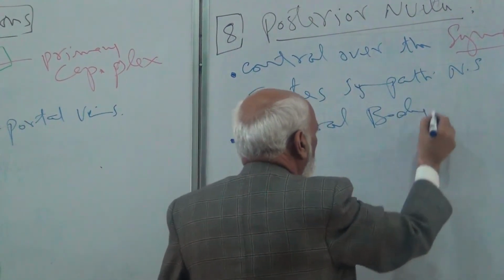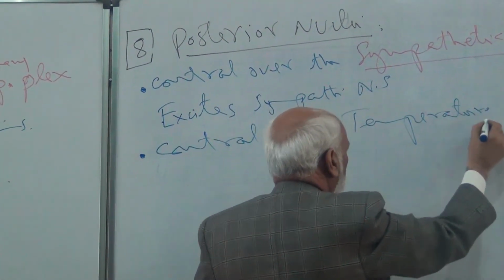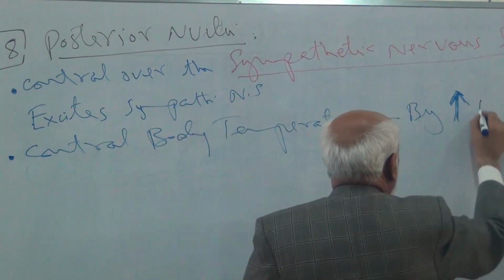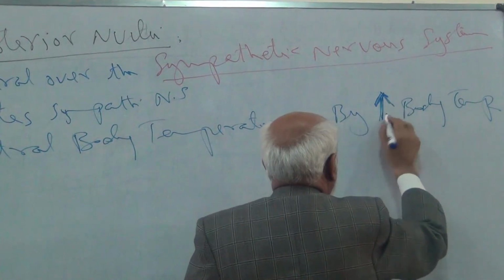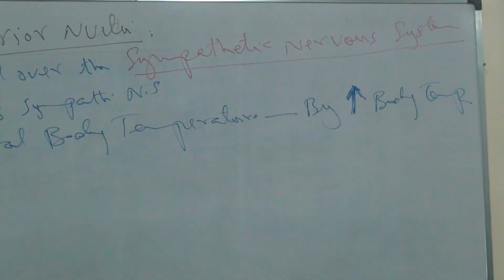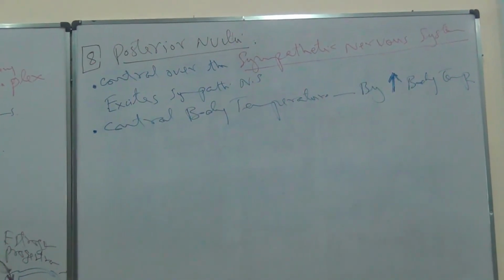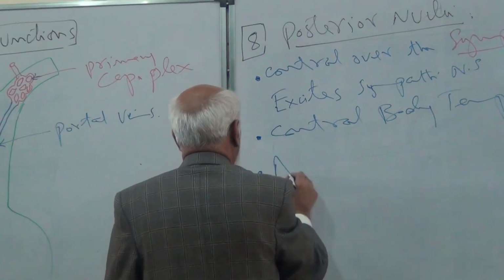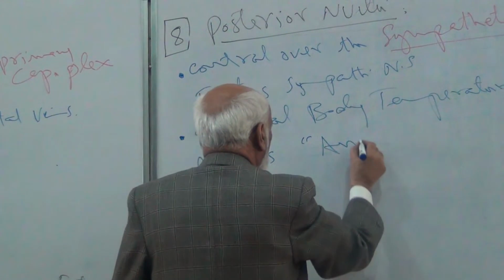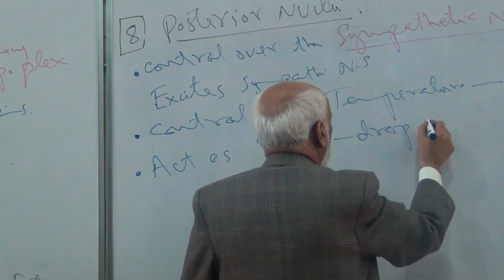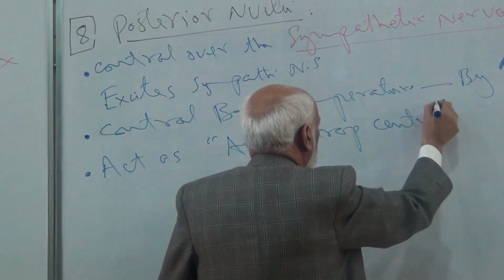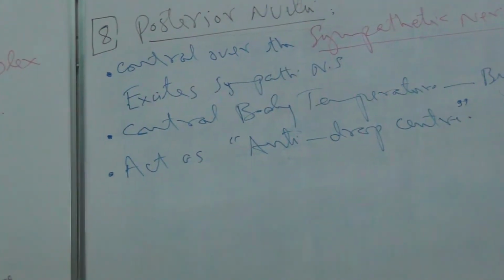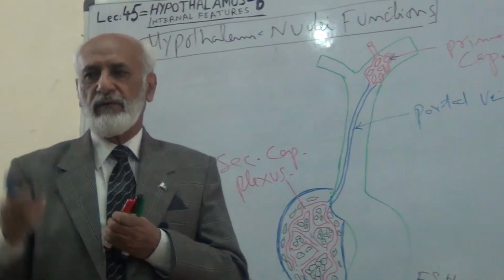It controls body temperature by causing an increase in body temperature. It enhances body temperature. Therefore, it acts as an anti-drop center. That is, it works against lowered body temperature. It raises body temperature. Now, stimulation of these nuclei results in various processes which favor the body heat rise.